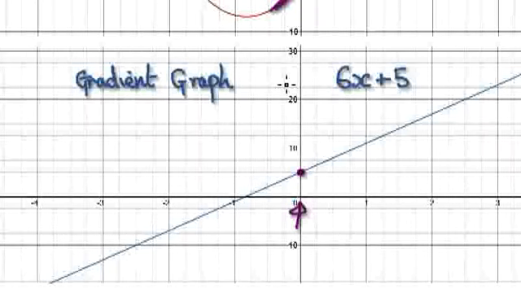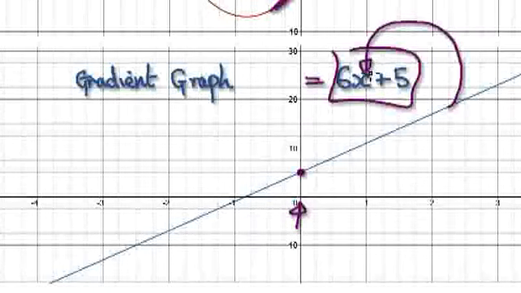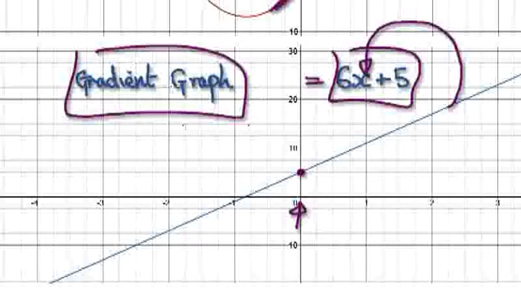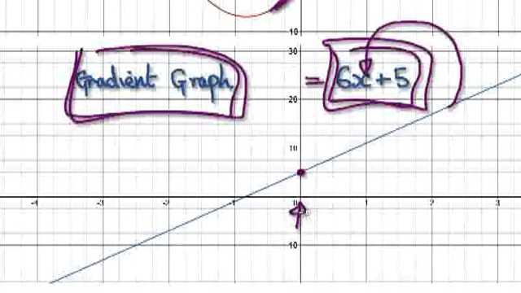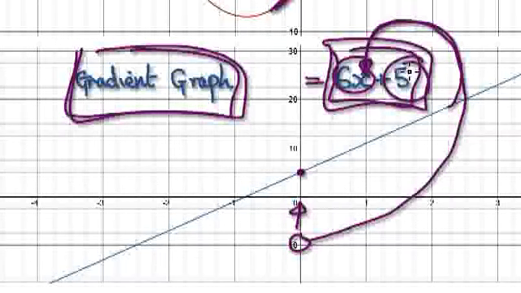At the moment you've got gradient equals this thing here. If you want to know the gradient at x equals 0, put 0 into this thing here, because at the moment you've got gradient equals this. So 6 times 0 is 0, so the gradient is 5.